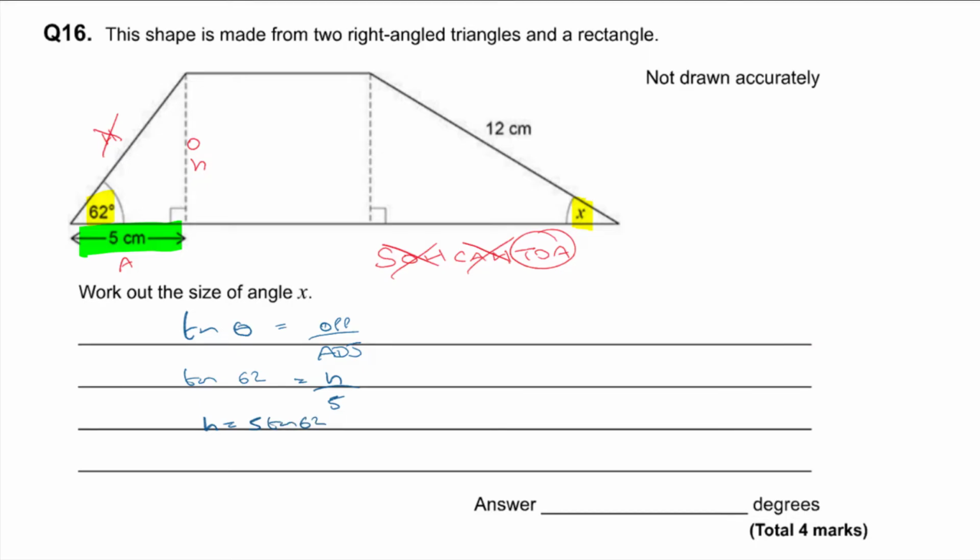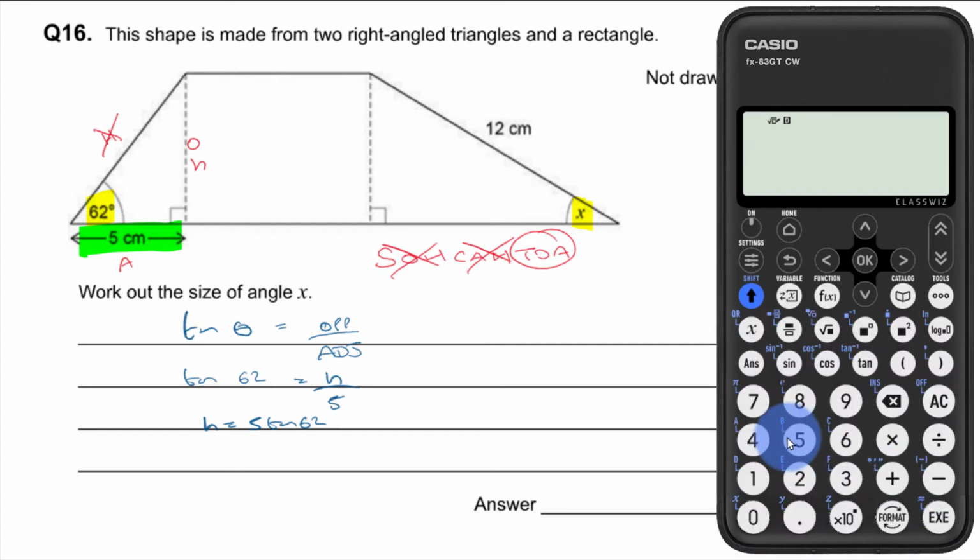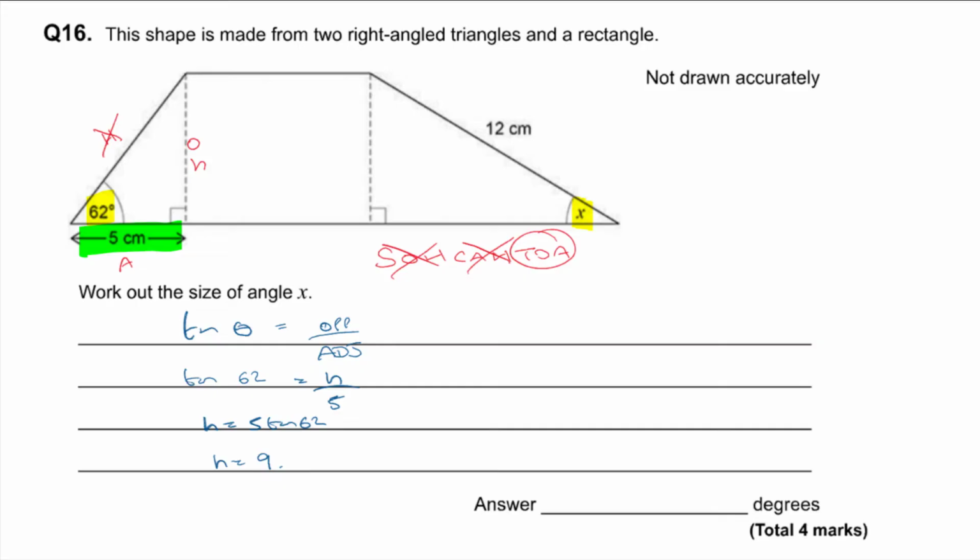Typing that into the calculator: 5 tan 62. Just get into the habit of writing down everything you're going to type into the calculator before you type it in. 9.40. I'm going to write down 9.40, but I'm going to keep the full calculator display because I'm going to use that in my next calculation. Just retain it as you go along. So then moving over into the other triangle, I now know that this side here is also equal to H. It's also 9.4, isn't it?